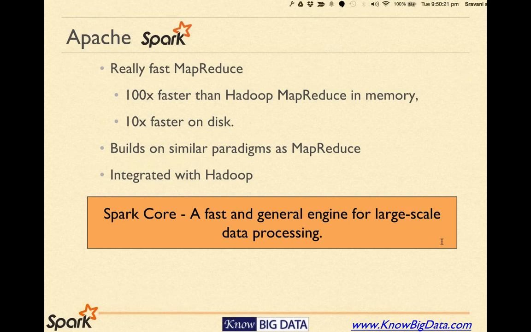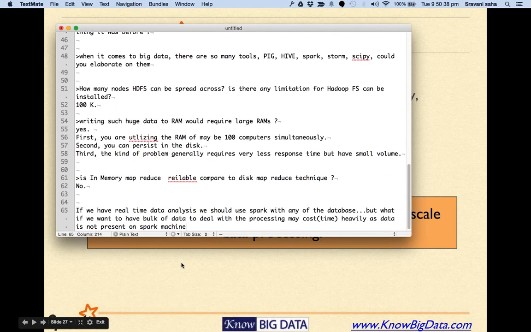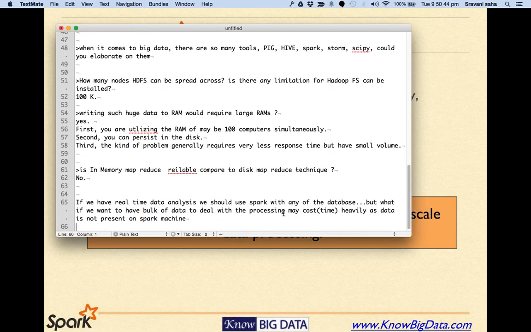Now we have a question from Poonam. If we have real-time analysis, we should use Spark with any database. But what if we want to deal with bulk data? The processing may cost heavily as data is not present on the Spark machine.